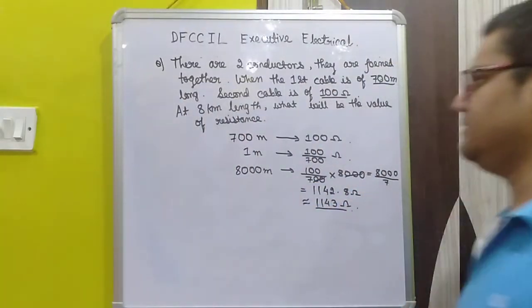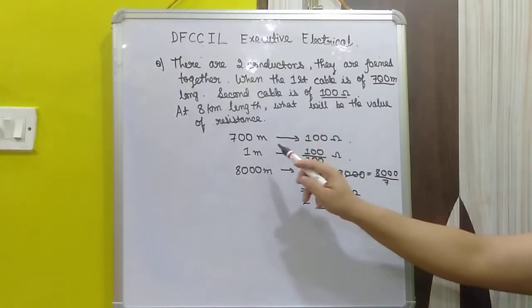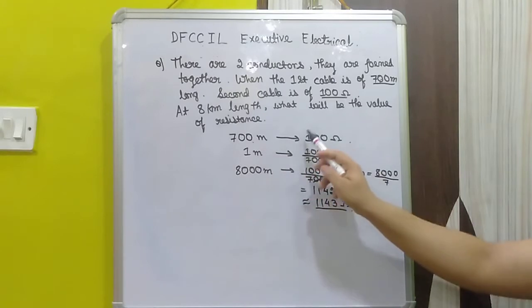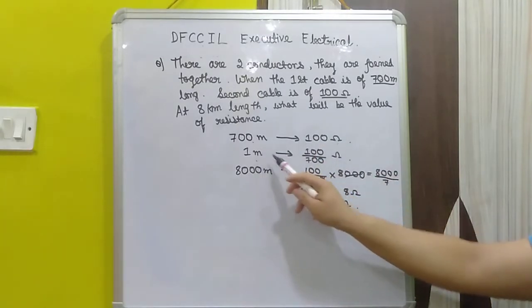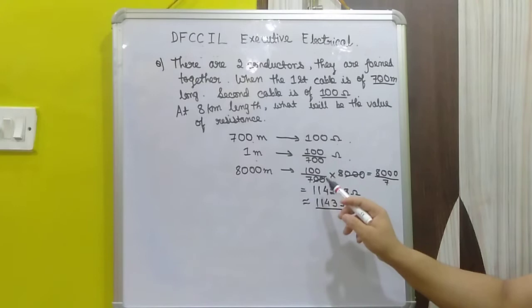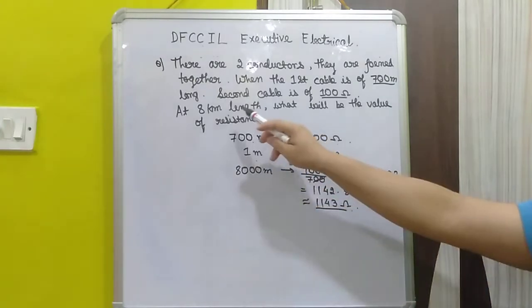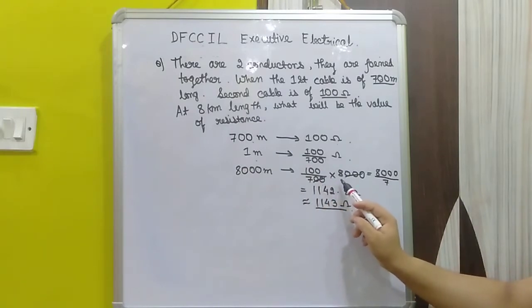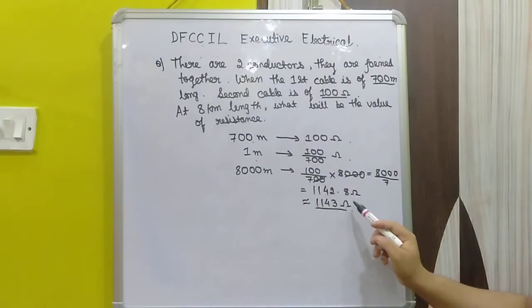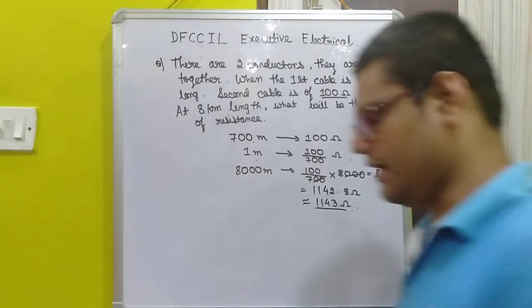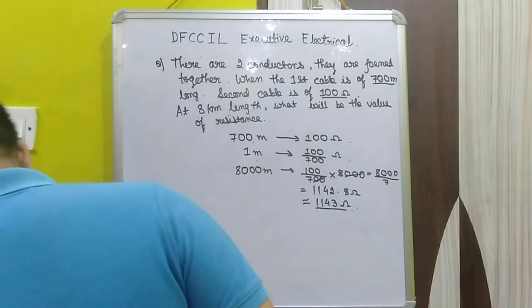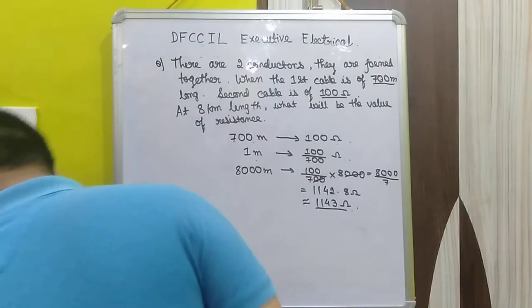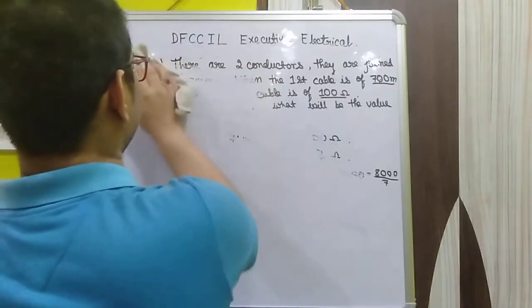I hope it is very clear how we have calculated. It's just an aptitude type question, a very easy question. For 700 meter, the resistance is 100 ohms. So for 1 meter it will be 100 by 700. And for 8000 meter, that is 8 kilometers, which the question asks, it is 100 divided by 700 into 8000. So if we calculate, it will be 1143 ohm. Now I proceed towards the next question which came in the examination.